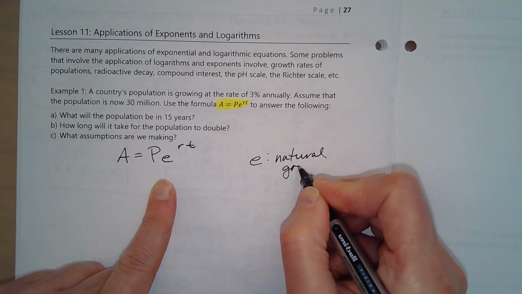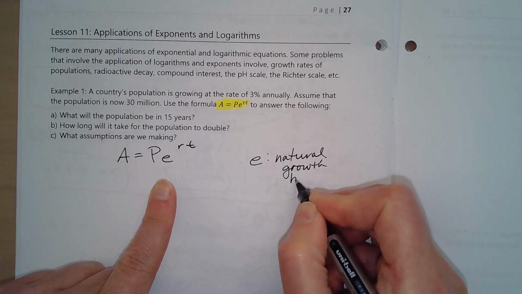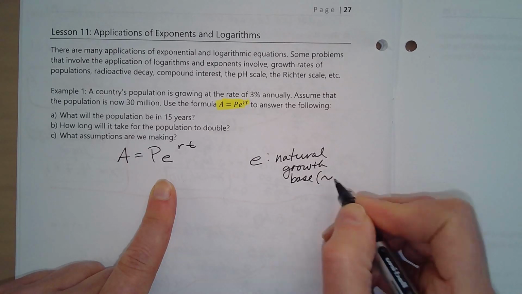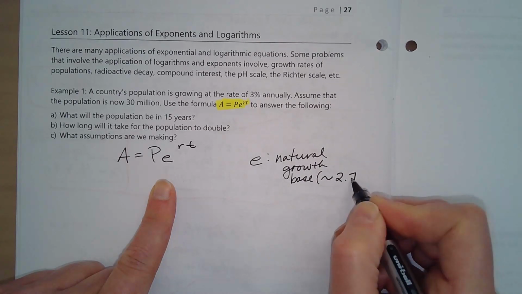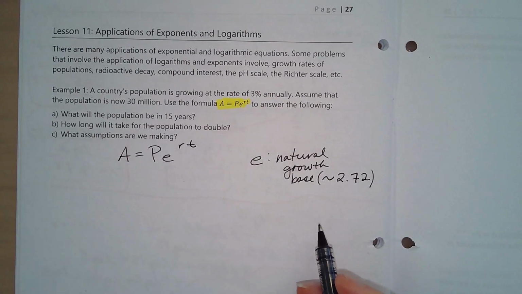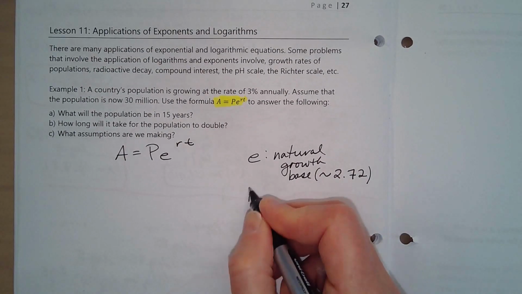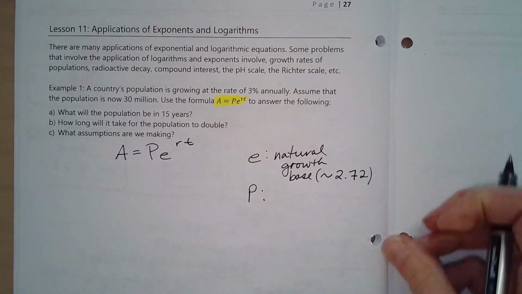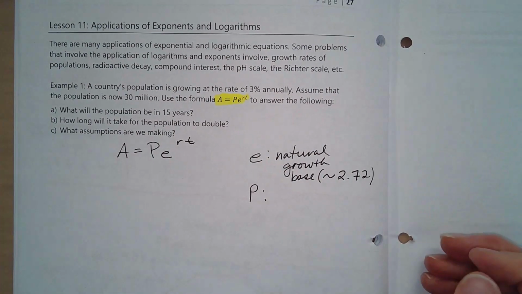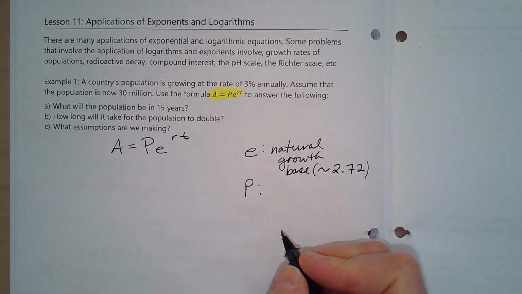Natural growth base, we'll call it. And we know about 2.72, right? But we use the E button on our calculator, right? P, does anyone know what P stands for in any of your previous work, or what I mentioned maybe when we were talking about compound interest?